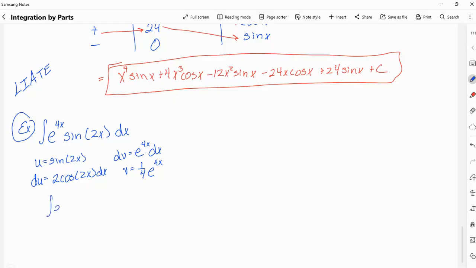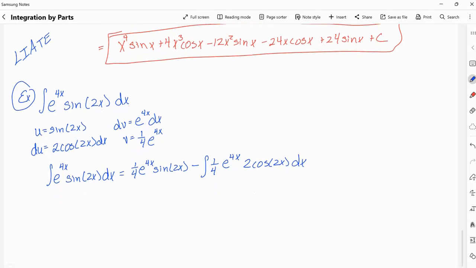So when I integrate e to the 4x sine of 2x dx, it's going to be uv. So 1/4 e to the 4x sine of 2x. Remember, u times v is the same thing as v times u. I just wrote it in an order that makes it look a little cleaner. So uv minus the integral of v du. Now I'm going to clean all this up. So 1/4 times 2 is then 1/2, and I'm going to pull that 1/2 out.